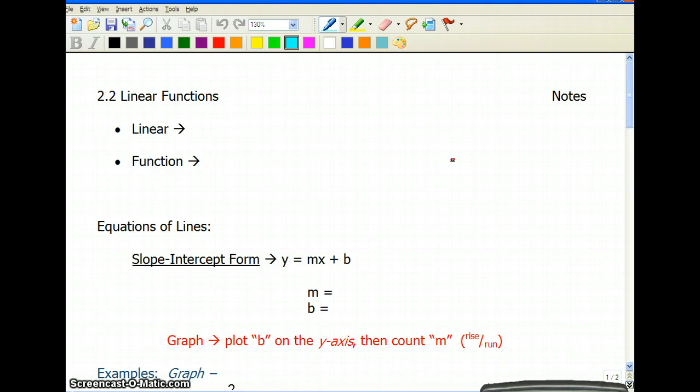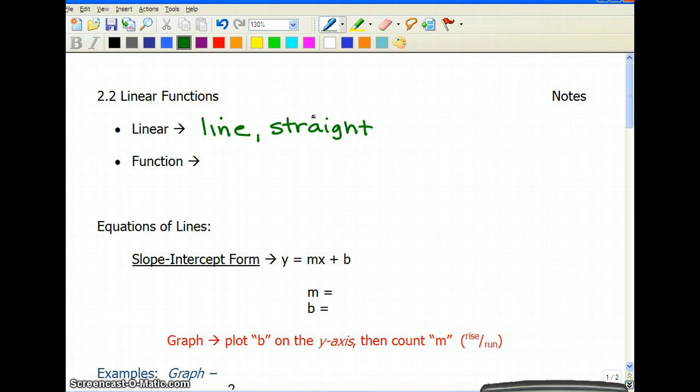Okay, what does the word linear mean? I would simply say it's a line. They're all straight. You can't draw a line that's not straight, otherwise it's not called a line. So they're straight lines, okay?